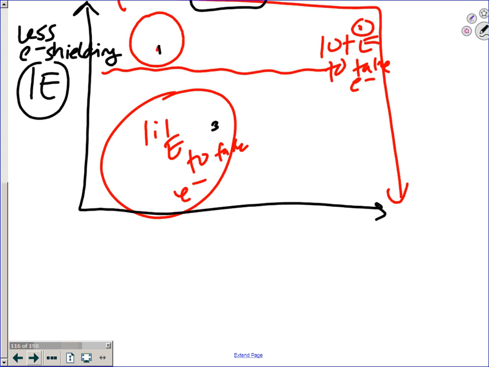Therefore, the nucleus is like, whoa, these are my electrons, you can't take them. Whereas down here, the nucleus is like, what? I got electrons out there, you can have them. Because it doesn't really know necessarily there's electrons that far off because they're so far away. So it'd be really hard to take an electron from this atom, but it'd be pretty easy to take an electron from this atom. Okay?